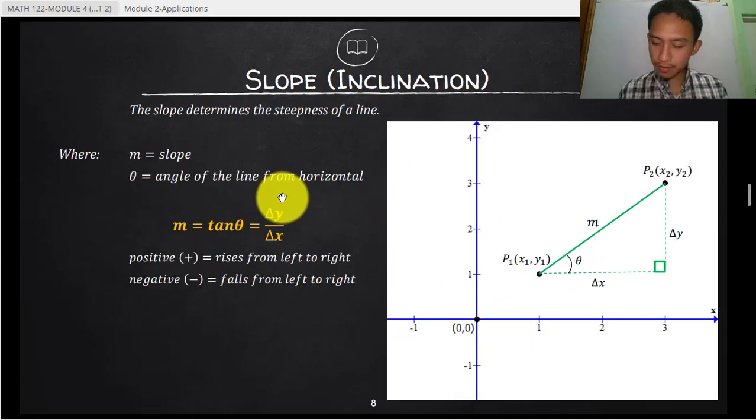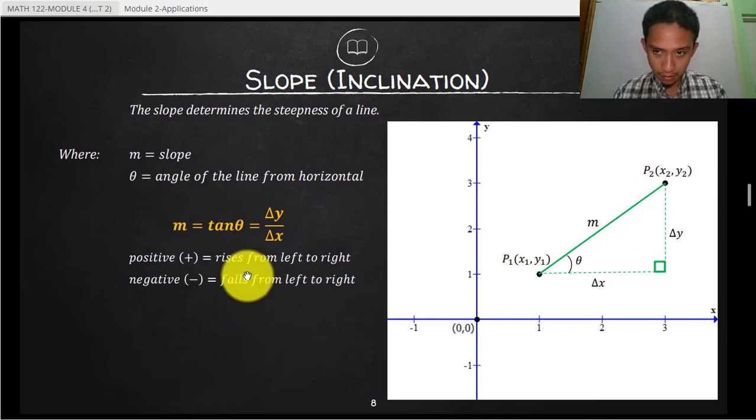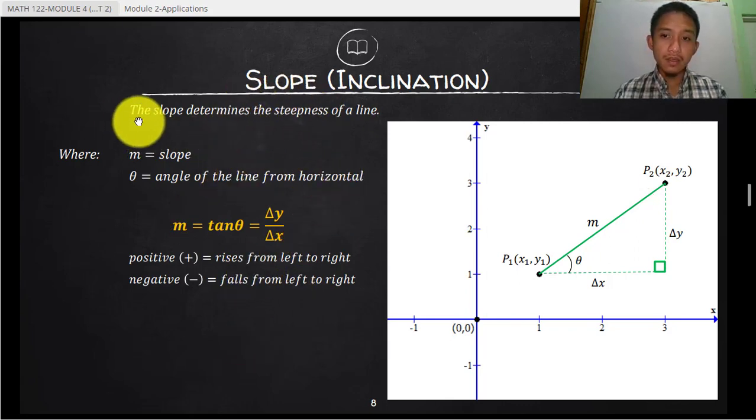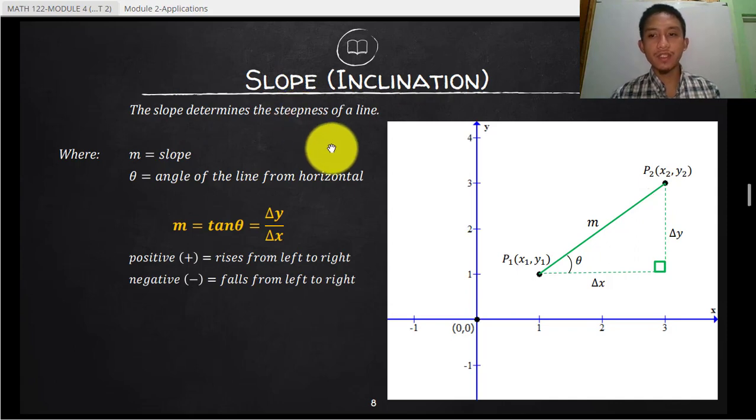Okay, so this one again is very important. This is again a recall. If ever you still can recall your slope or inclination in your high school, this will be an introduction to those who forgot. Okay. So slope, or inclination, that is the steepness, how sharp the line is inclined. Okay, that is the meaning of your slope or inclination.